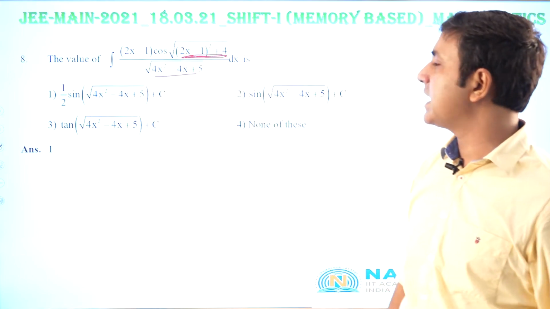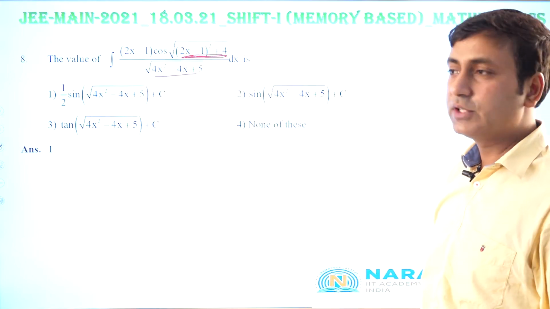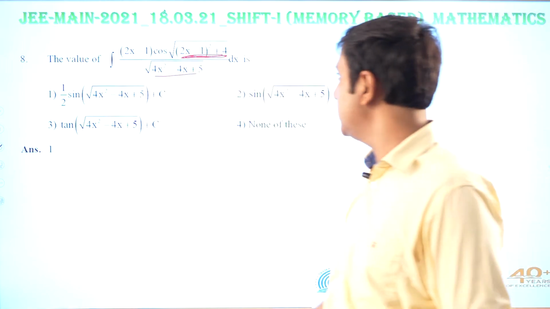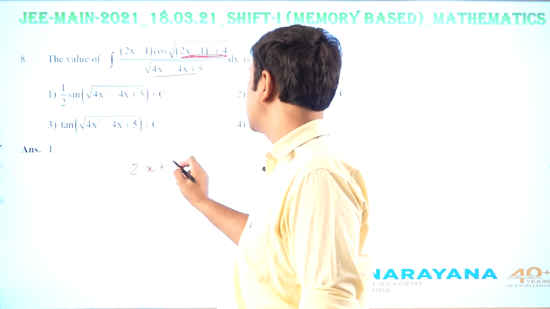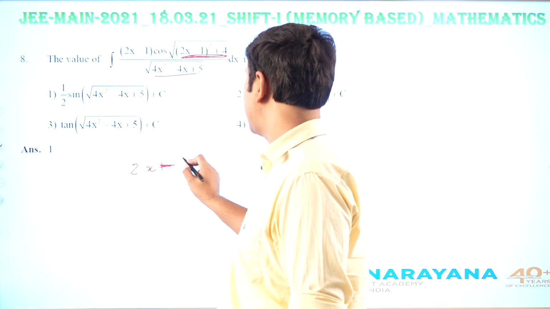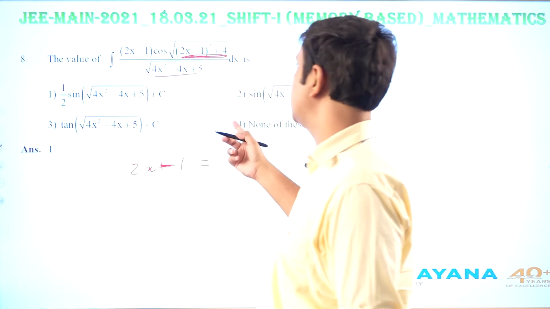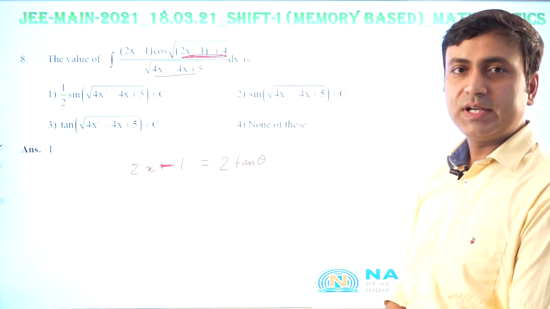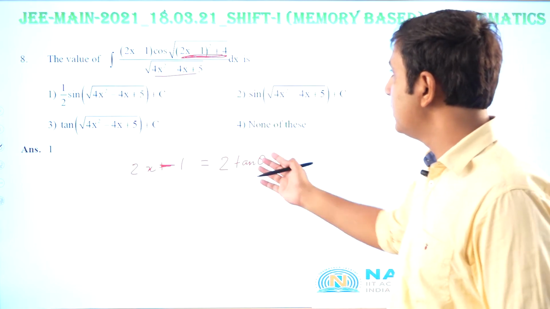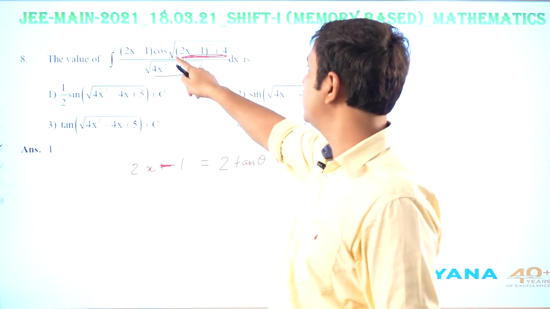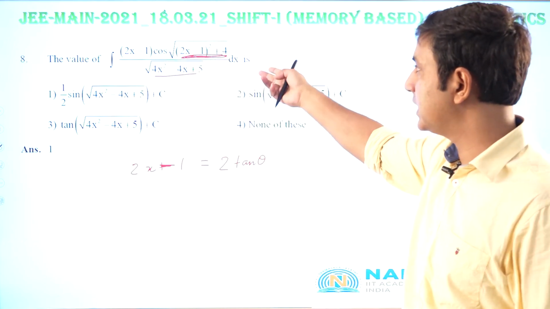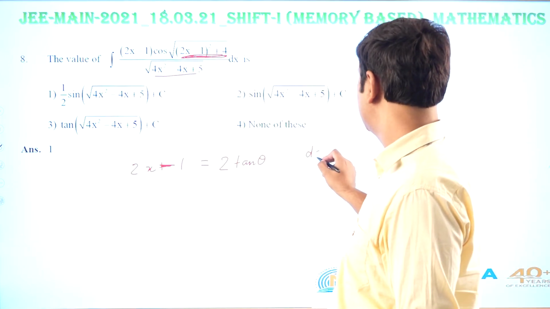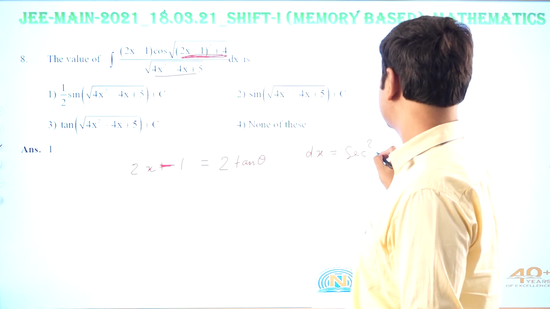So it's a good idea to take x square plus a square as something simple, which means we can make use of the tan square theta plus 1 is equal to secant square theta identity, and start with taking 2x minus 1 is equal to 2 tan theta, because then 4 will come out. We'll take 2x minus 1 as 2 tan theta. We'll substitute. This will be 2 tan theta. This will be secant of what? This will be 2 secant theta. Similarly, this 2 secant theta. Dx also will become secant square theta d theta.